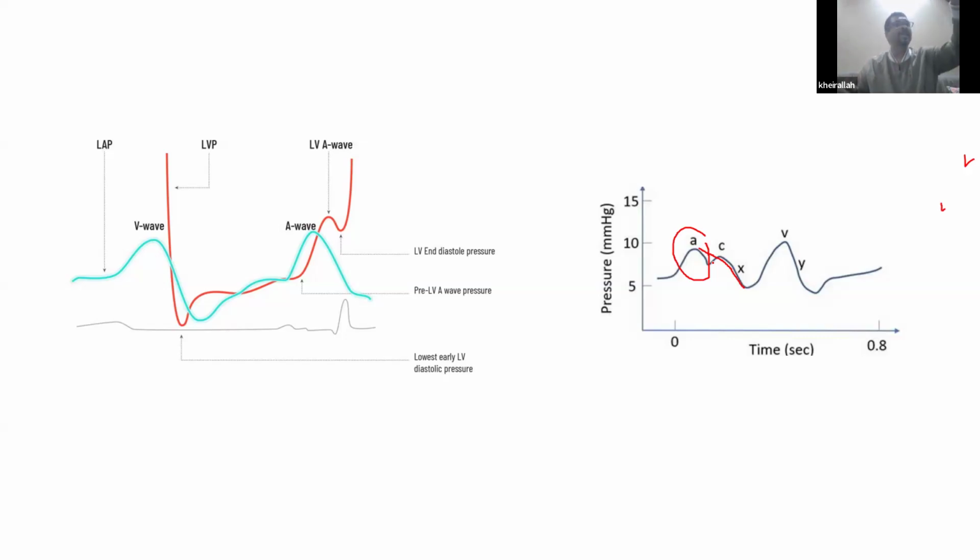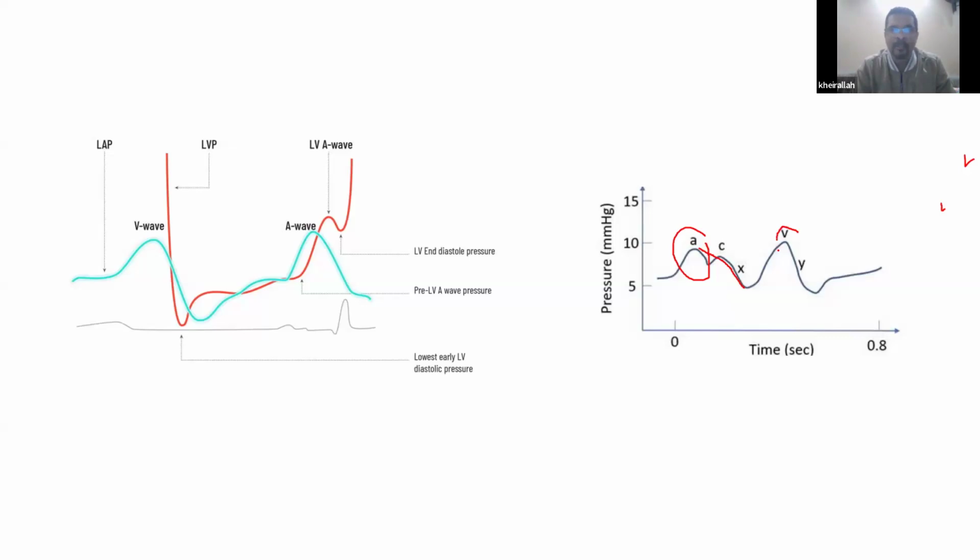Because during the X descent, what do we have downstairs? We have ventricular systole. The ventricle is contracting. So this ventricular contraction is going to lead to a backward push into the annulus. So the annulus ascends a little bit upward, compromising the LA relaxation momentarily, leading to C.